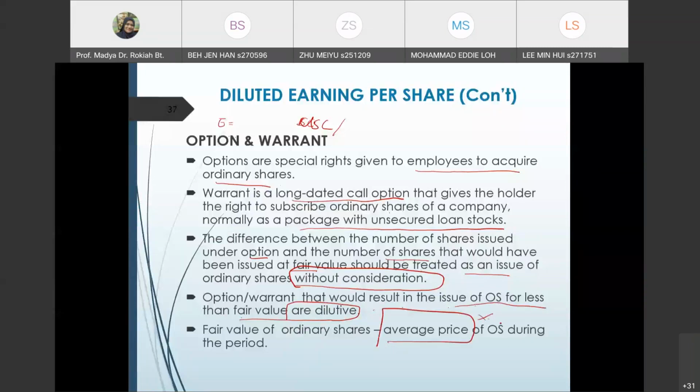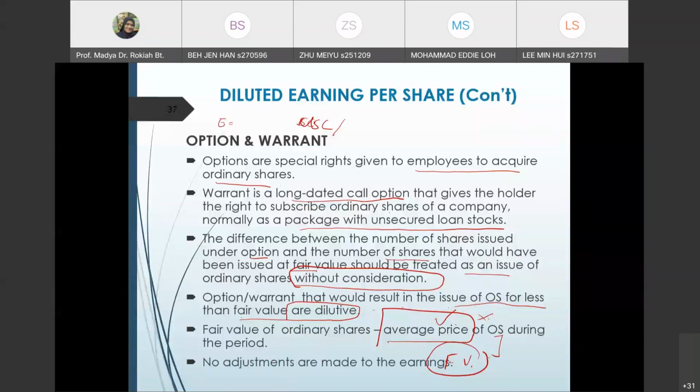We're going to use the average price during the period. So we're going to give you the fair value and also the average price, and the one that we're going to use here is the average price, not the fair value. So we're going to proceed. No adjustment made to the earnings.